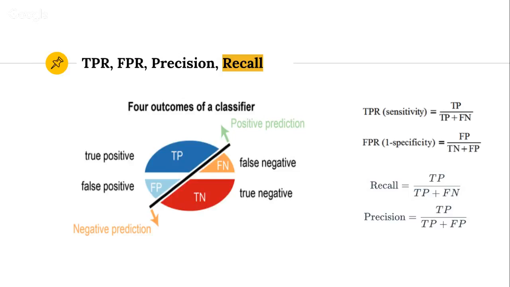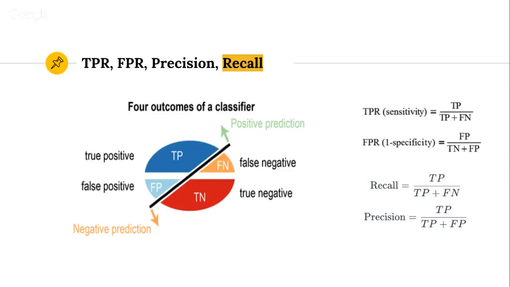Yeah. So recall is exactly the same definition as TPR. So these three things are the same. True positive rate, sensitivity, and recall are all the same thing. And then we have precision. So precision is looking at this part of the diagram. And it's basically saying, of those that we predicted positive, how many of them did we get?